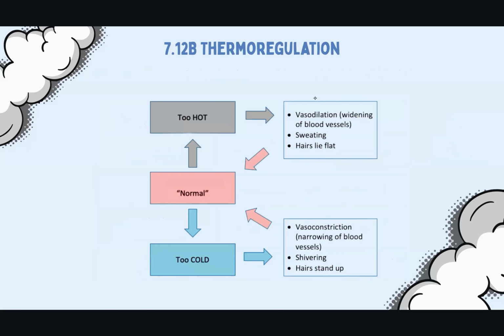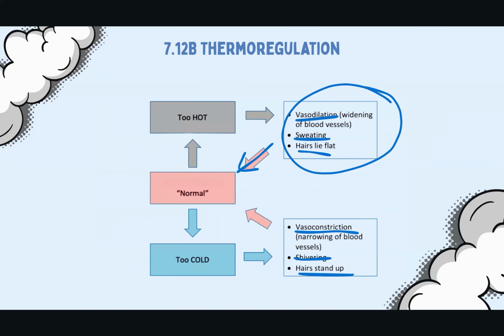So if it's too hot, now this is an example of negative feedback. When it's too hot, we have vasodilation, sweating, hairs lie flat. So our temperature goes back to normal. But when it's too cold, that means our temperature starts decreasing. If the temperature goes too low, then vasoconstriction happens. We start shivering, hairs stand up. Then the temperature starts to increase until it gets to normal.